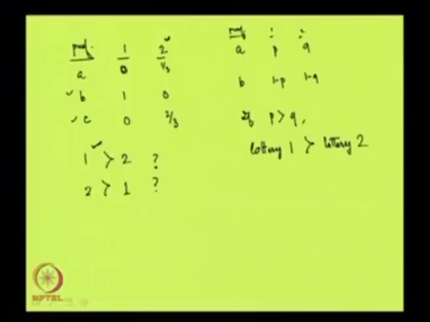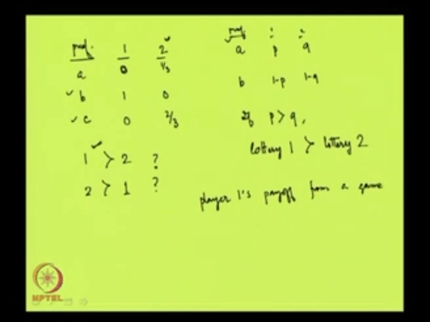So, if I have 3 outcomes or more than 3 outcomes, unlike in case of 2 outcomes, I cannot know beforehand which lottery will be preferred by a particular player. And in this case, the lotteries are going to be important. For example, suppose I am talking about player 1's payoff from a game, which is a very simple game, suppose.